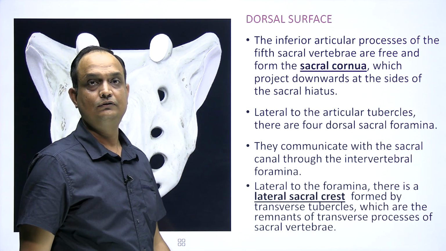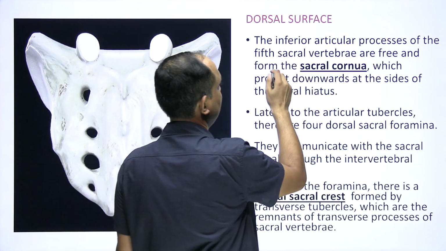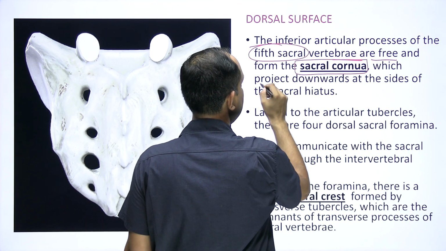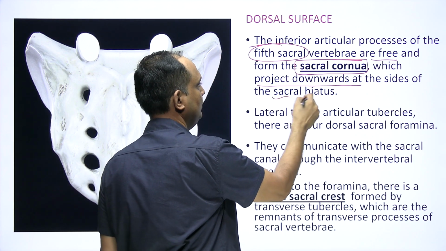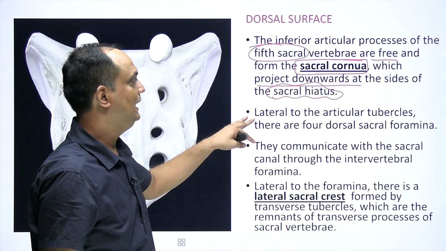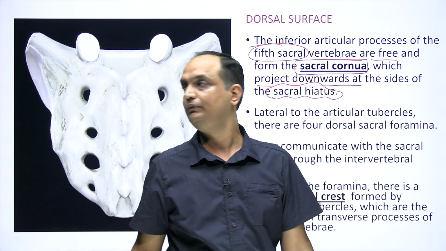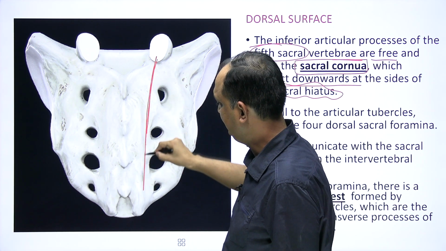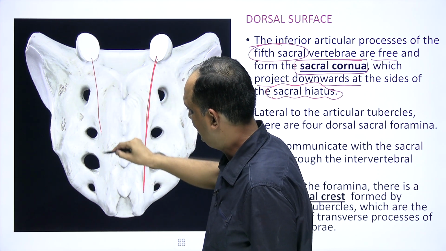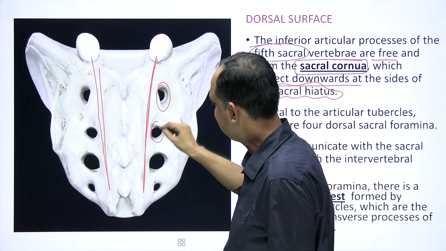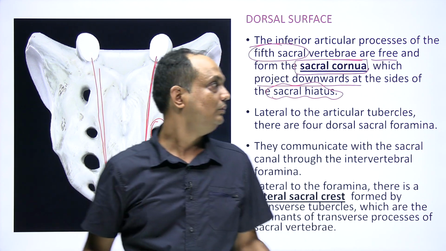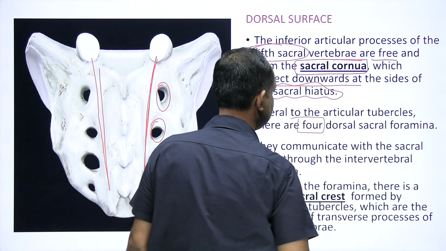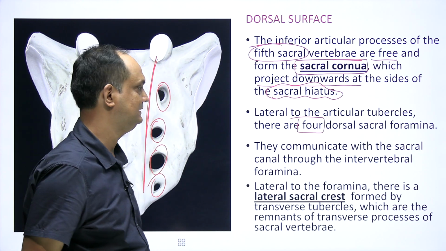What are the other features of the dorsal surface? The inferior articular process of S5 remains free and is known as the sacral cornu, which projects downwards on both sides of the sacral hiatus. Now, lateral to the articular tubercle line, which is known as the intermediate crest, what will you find? Dorsal sacral foramina. So, lateral to the articular tubercles, there are 4 dorsal sacral foramina, and we have seen these foramina communicate with the sacral canal.